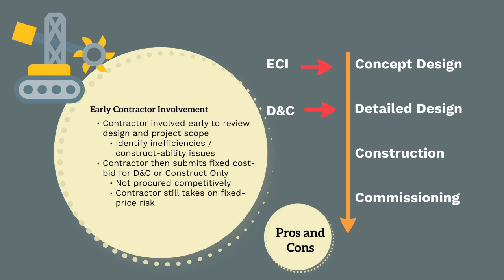Once the contractor has provided input into the design and development and project planning, the contractor will then submit a fixed cost for the complete design and construction, or construct-only scope. Under this second stage of bidding, the works are not procured competitively, but the contractor will take on the risk of completing the works to a fixed lump sum price.